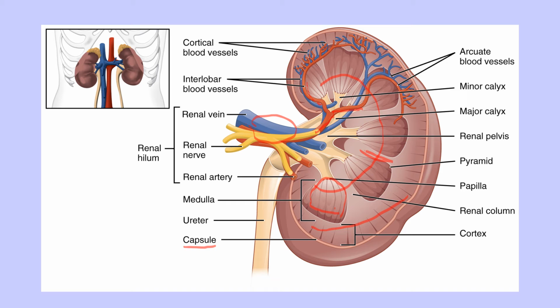The papillae area, that is the little tip, if you will, of the pyramid. This little rounded tip, that's the papillae. You're going to be producing the urine. It's going to collect into this papillae area, and then from there it will move into the minor calyx, then into the major calyx, and then into this area here that is the renal pelvis, and then the urine is going to leave out the ureter.